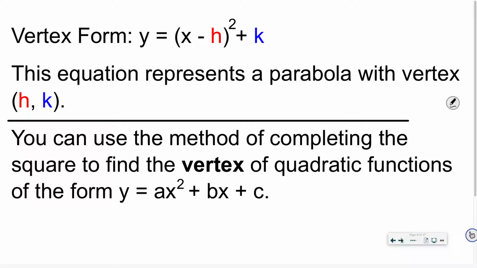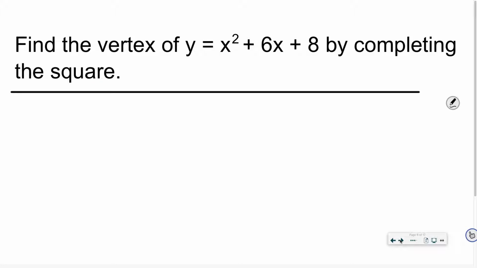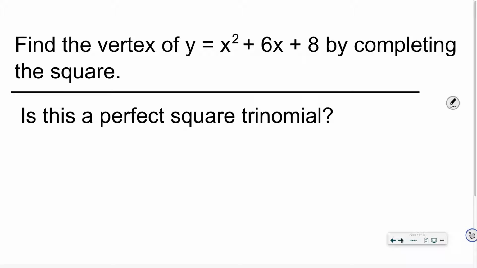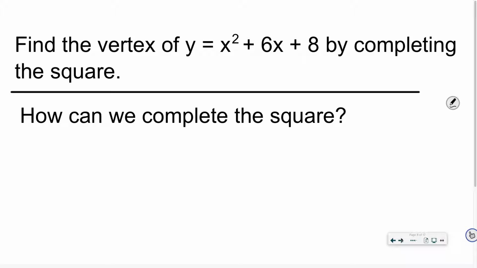So we can complete the square to actually find the vertex and rewrite our equation. So we're going to find the vertex of this equation by completing the square. First thing, is that a perfect square trinomial? No, so I'm not going to be able to write it as this product of two binomials, right? Because it's not in that format yet. So I'm going to actually complete the square.